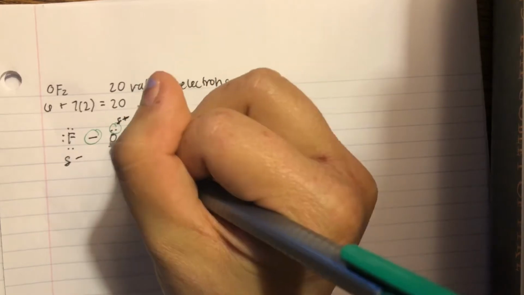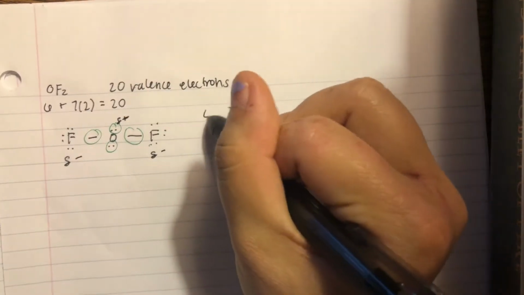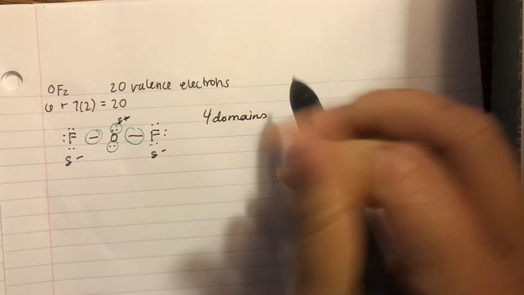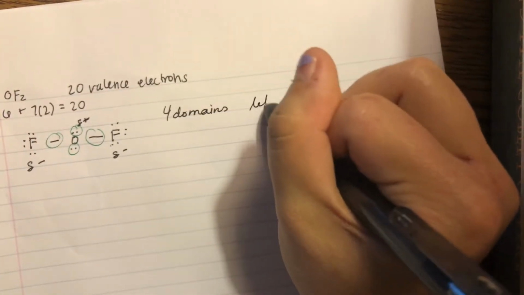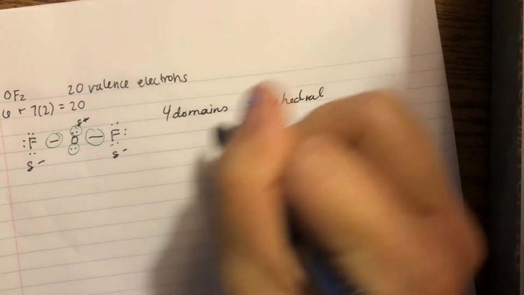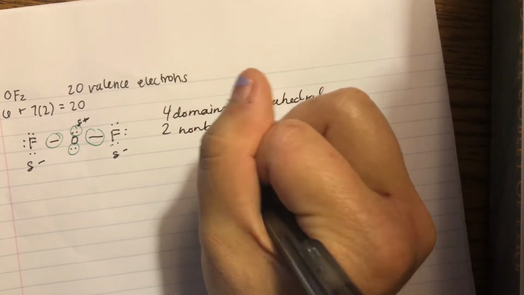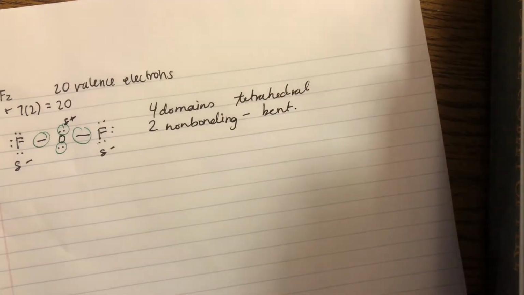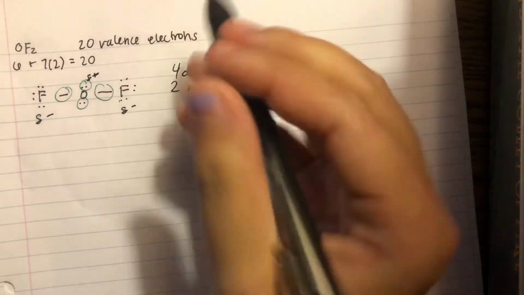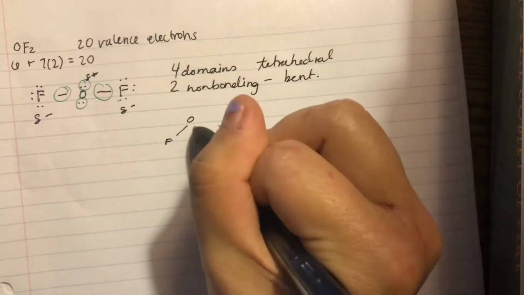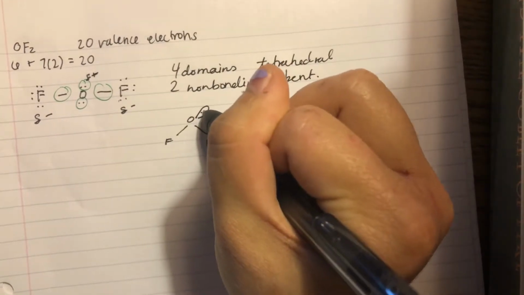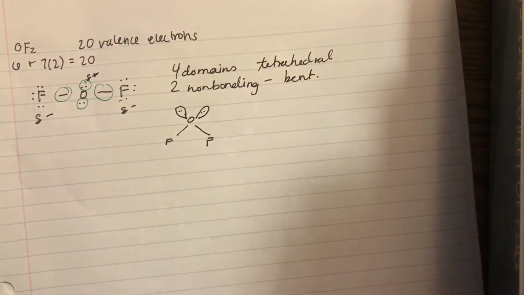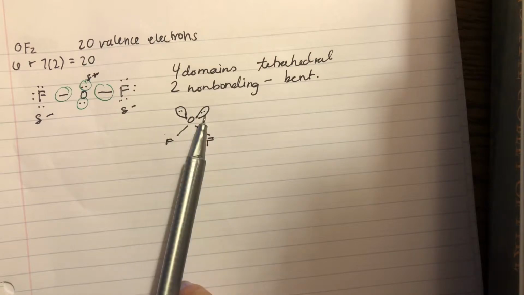And here we have 1, 2, 3, 4 domains. 4 domains as domain geometry, that means it's tetrahedral. But we also have 2 non-bonding pairs. So that means it is bent. And so we have to draw the molecular geometry for it. And this is it. So as you can see here, we have the two bonds and the 2 pairs of non-bonding.